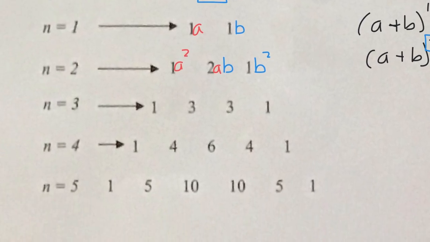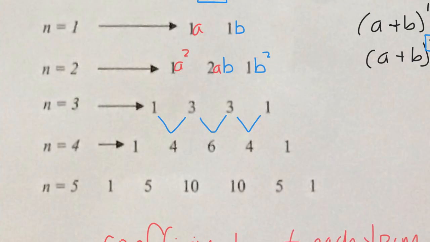Well, this triangle can be formed without knowing anything about binomials or anything else, because we form the next term in your triangle by adding the 2 terms above it. So here we have the coefficients of your, what are these? Coefficients of each term.